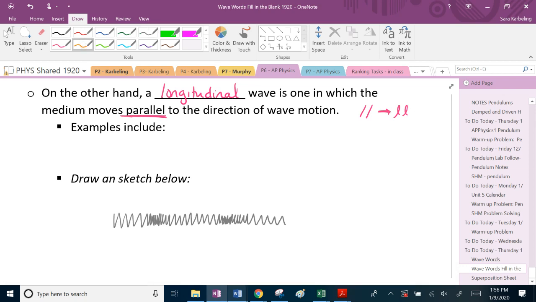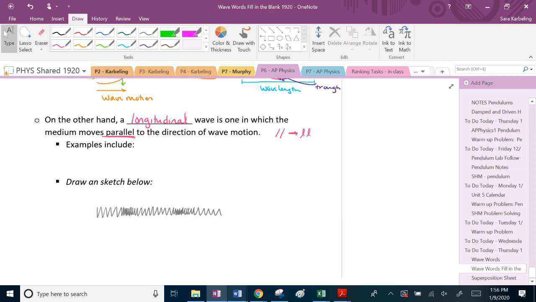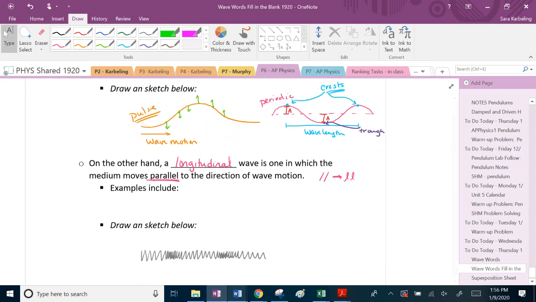Okay. Trying to draw pictures that make it kind of similar in setup to these ones here. The wave motion goes like this. What direction do the particles move in?